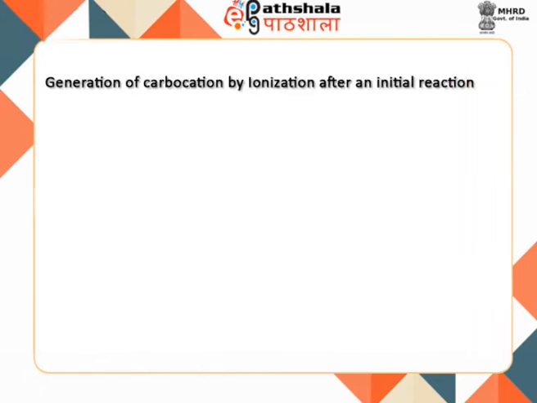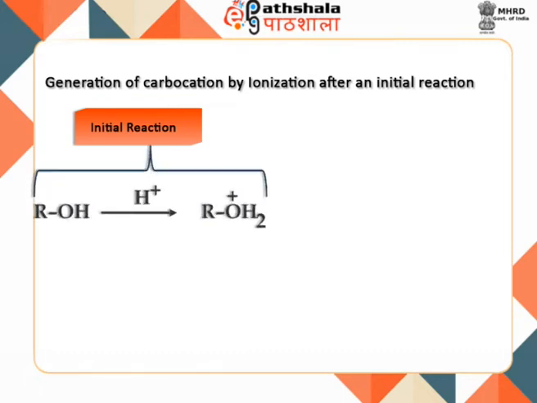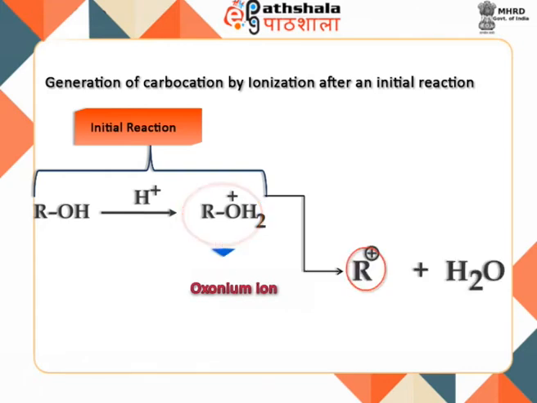Sometimes the functional groups present in an organic compound first undergo an initial reaction which converts the functional group into a good leaving group, which can then ionize into a carbocation after removal of the leaving group. For example, as shown here, the protonation of an alcohol gives an oxonium ion which ionizes to a carbocation with the loss of a water molecule.